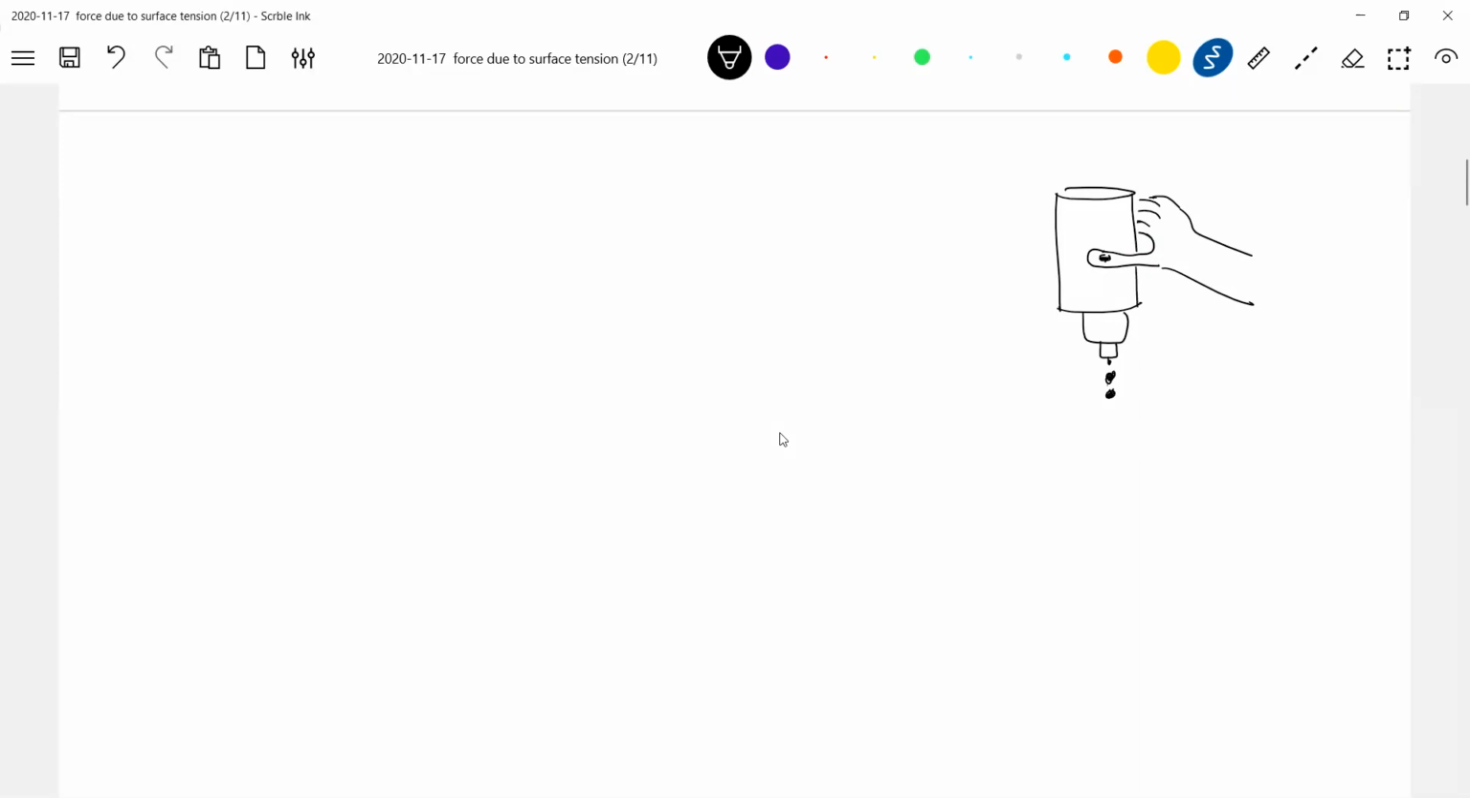So you're going to squeeze this one, just press with your thumb, then the drops will come out. Tell me, are you doing any work? Yes, you are doing work to get these drops. Tell me, what is the work done by you to produce a drop? Let R be the radius of each drop. So here, the drop came into existence.